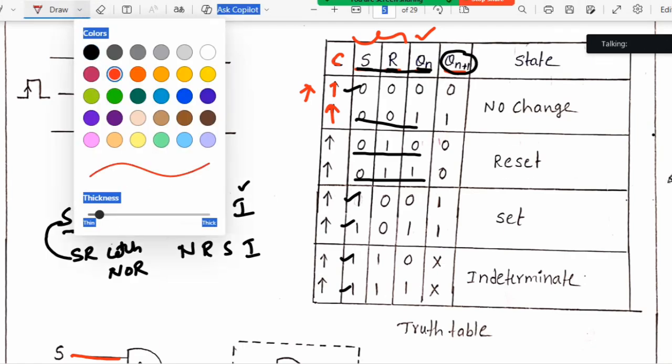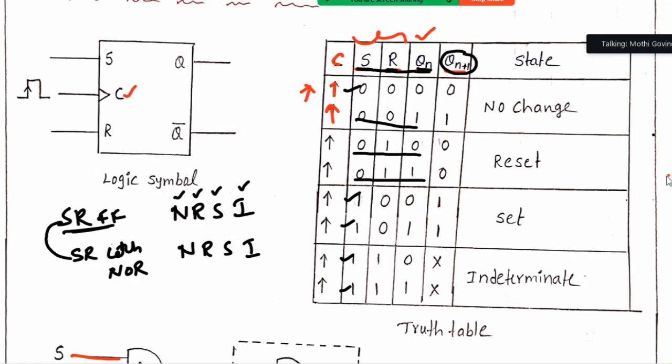Just remember, N means no change. No change means the present output is the same as the previous output. Qn is the previous output, and Qn plus 1 is the next state or present output. Next, reset means 0 0.